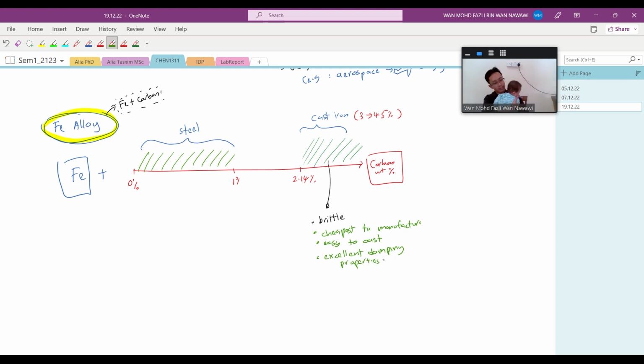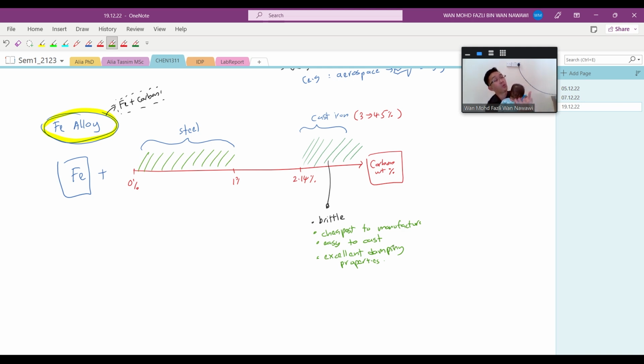What does it mean by excellent damping properties? Normally when you use a heavy instrument, at the base you need to put something to absorb the vibration. Let's say you are living in a flat on the fifth floor. If you buy a treadmill and exercise inside your house, sometimes those below you will hear you exercising. So damping means you put something below the treadmill or whatever equipment to allow the vibration to be absorbed. Normally we use cast iron as a damper for heavy instruments.